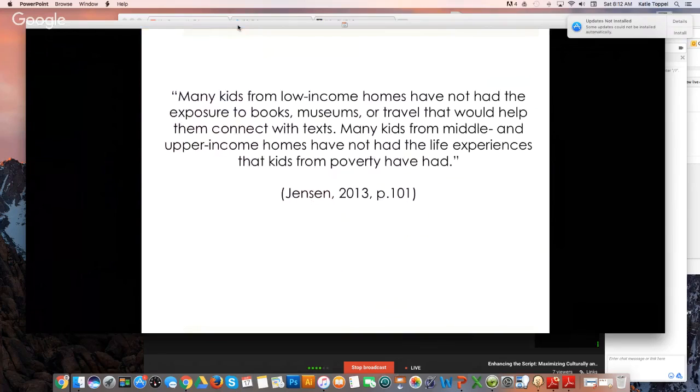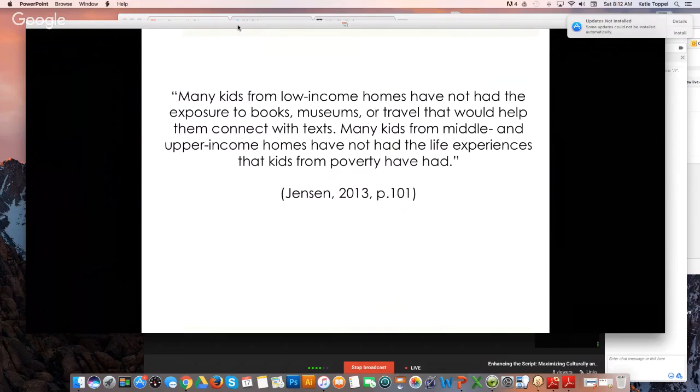I love this quote from Eric Jensen's book on poverty. Many kids from low-income homes have not had the exposure to books, museums, or travel that would help them connect with texts. But many kids from middle and upper income homes have not had the life experiences that kids from poverty have had. So it's really about knowing your students and what experiences they have, what their funds of knowledge are, because maybe they don't have an entire library of books in their bedroom, and maybe they don't go to the symphony or museums or travel to exotic places like some more privileged students do.